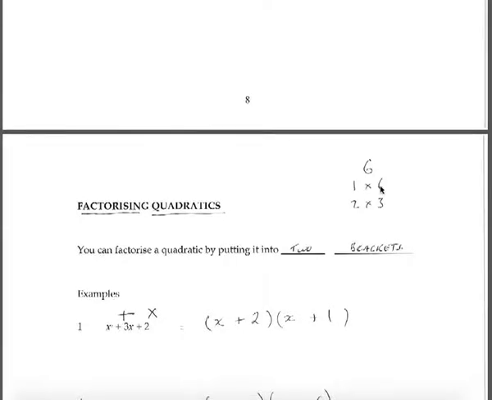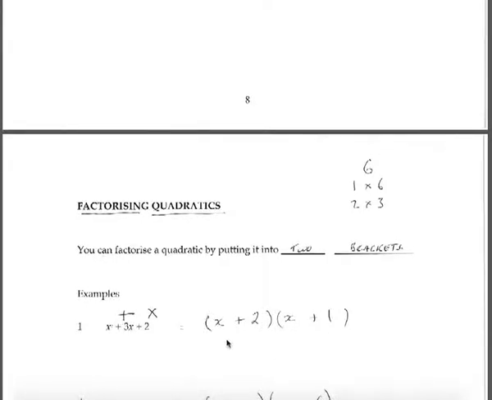So here we are going to reverse the process and factorize, which means put into brackets, quadratics, which means equations that start with an x squared. So to factorize this one, I know I need two numbers that add to give 3 and times to give 2. So it must be x plus 2 and x plus 1. No other pair will work.